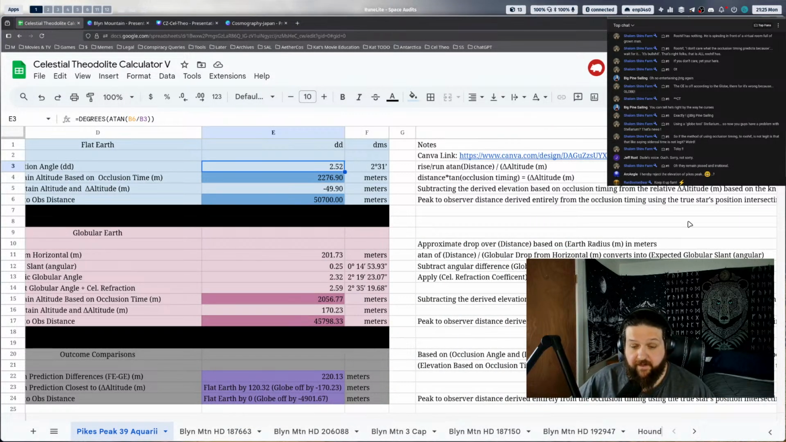So that's where the analysis comes in, where we're using occlusion timings because those are physical. So the elevations are going to be using that, and we're going to be able to determine which elevation is more accurate. What angle is more viable?